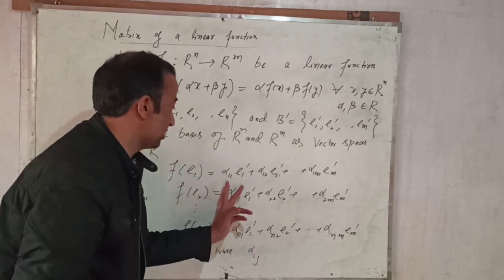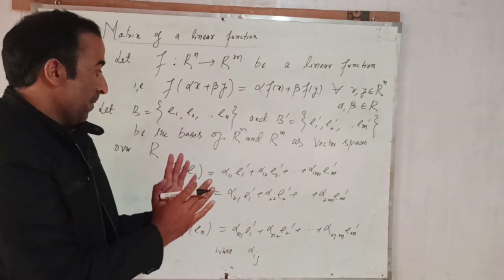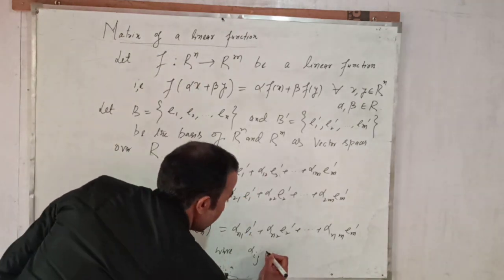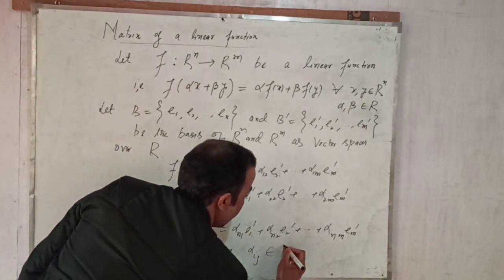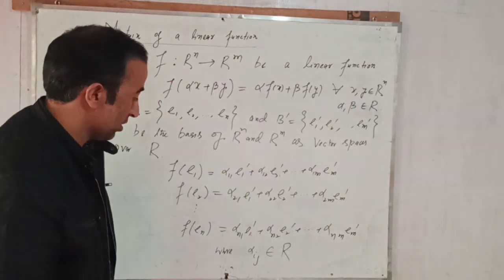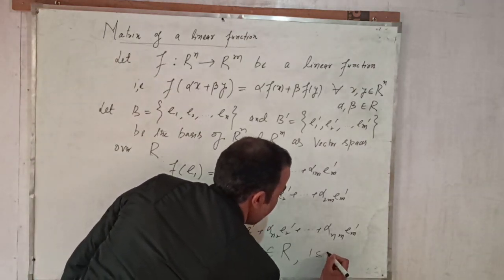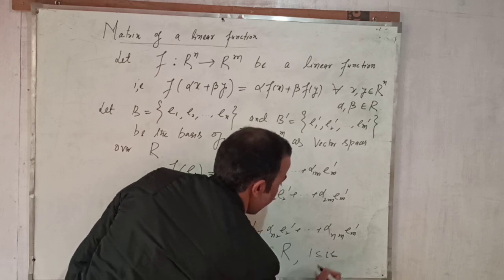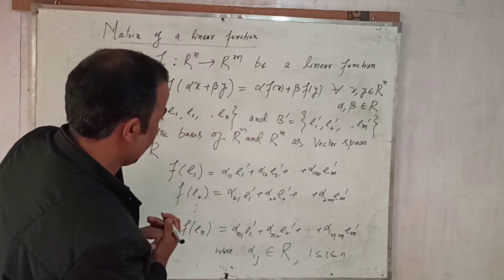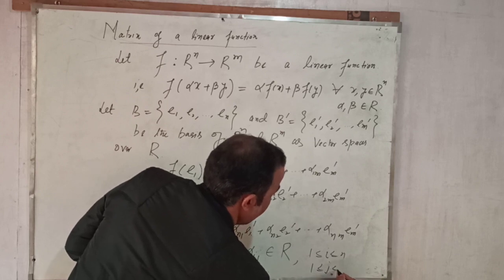Where alpha ij, when we express this as a linear combination, the scalars in the brackets are always field elements. We call these scalars, but these are the field elements. So the alpha ij's will belong to the field R. The underlying field in this case is the set of real numbers. This holds for every i, with 1 less than or equal to i less than or equal to n, and 1 less than or equal to j less than or equal to m.